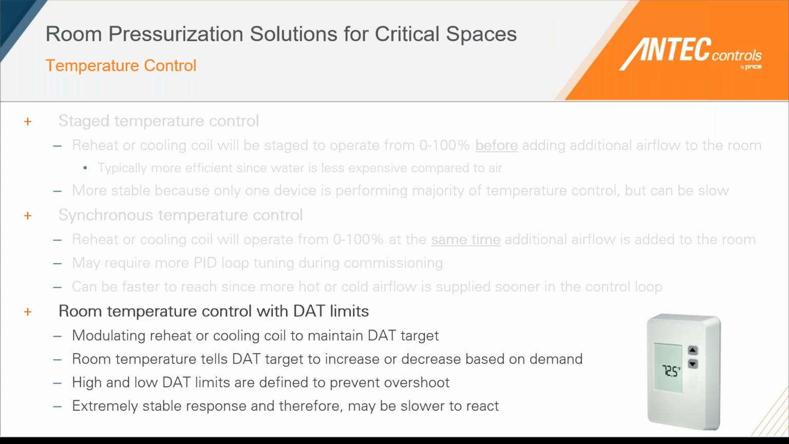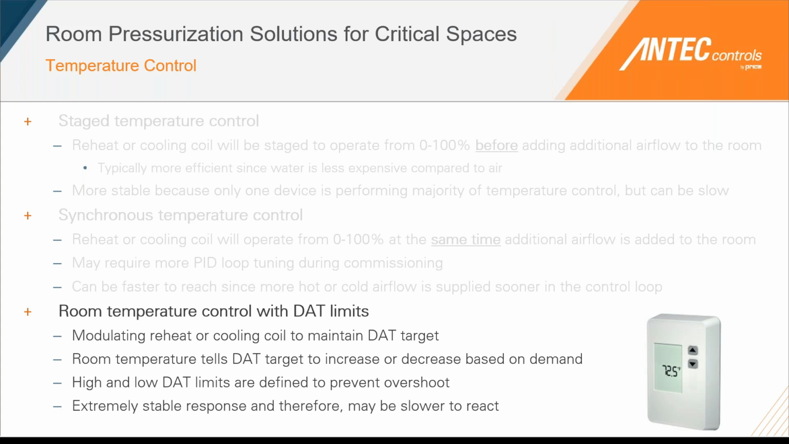The last form of temperature control we're going to talk about is the room temperature control with the DAT limits, or discharge air temperature limits. So now, instead of modulating our reheat or coolant coil based off of the room thermostat feedback, we're adding an additional layer of control by having our reheat and coolant coil modulate to maintain a supply discharge air temperature target.